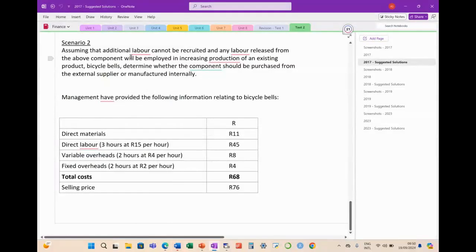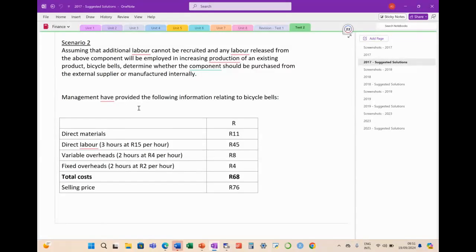Then here, assuming that additional labor cannot be recruited and any labor realized from the above component will be employed in increasing production of an existing product, bicycle bells, determine whether the component should be purchased from the external supplier or manufactured internally. This is question 5.2, or the last question that we did. So just go and revise that and you'll be able to answer this one.